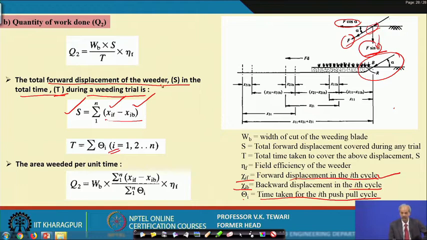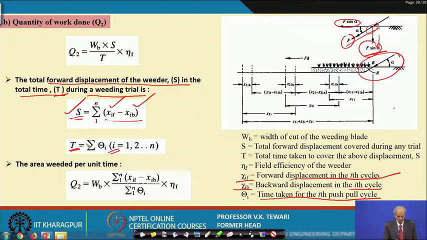And then what is the total time? We have to take the cycle times during the period. This time is from the time it has pushed and then pulled back, so one cycle is completed. There is no deduction here, but it will be the total time theta i, which talks of the time taken for the ith push-pull cycle. In one case we are talking of push and then pull, so the difference is the forward displacement, but the time here is taken as the full push-pull cycle time. So this is the distance travelled and this is the time taken over here.